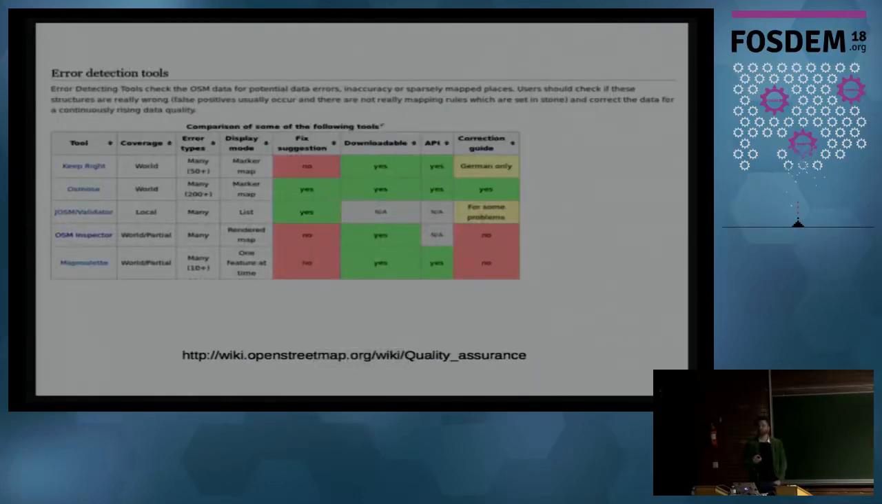Obviously, it's not only about features that are not put on the map. It's also about features that are not well mapped. For example, it's not the right attribute, it's not well placed, it's not in the field anymore, and so on. So there are quality assurance tools helping projects like OSM.